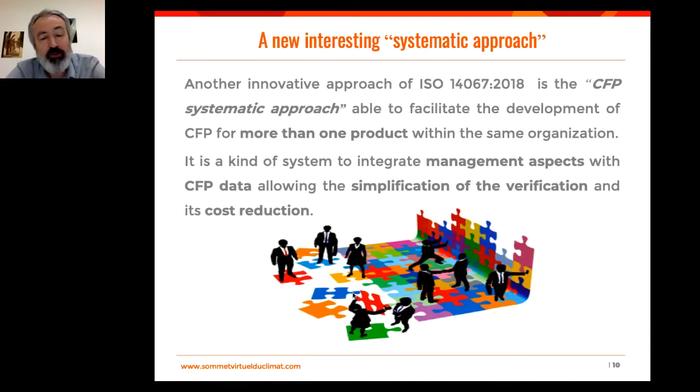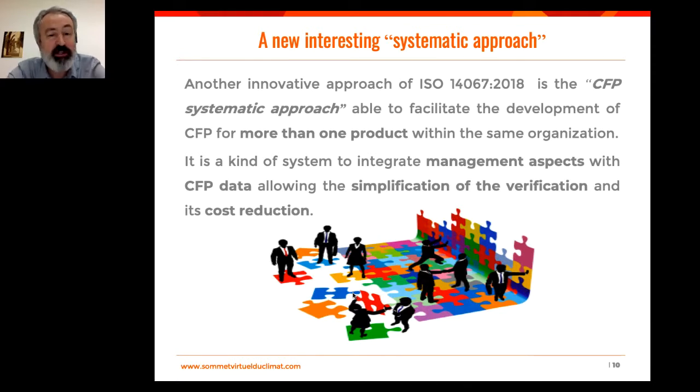Another very interesting innovative approach of the new ISO 14067 is the CFP systematic approach. Often companies need to produce a lot of different CFPs because they have a large number of products in their portfolio. It's not possible to carry out a new CFP every time.